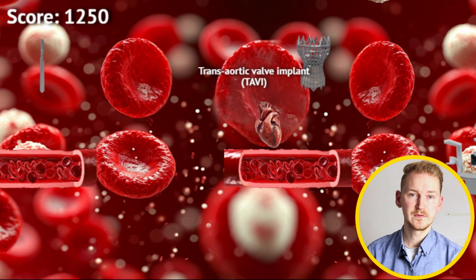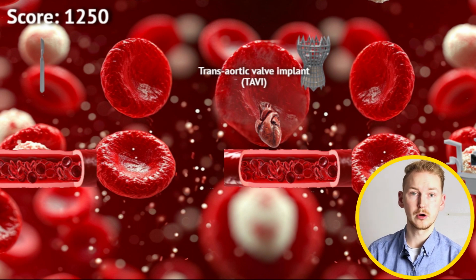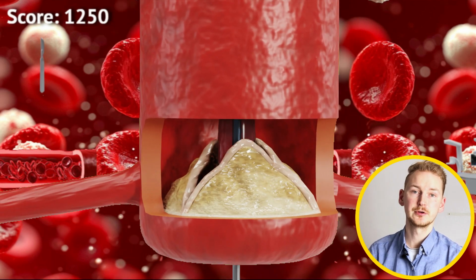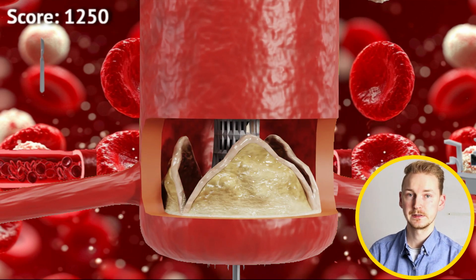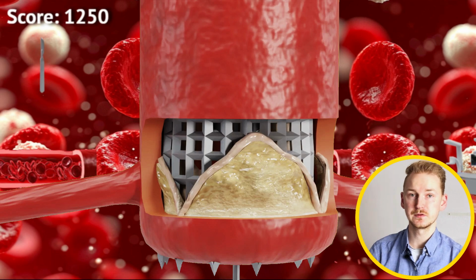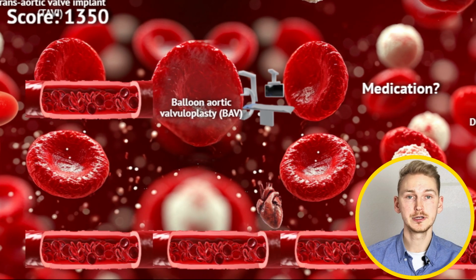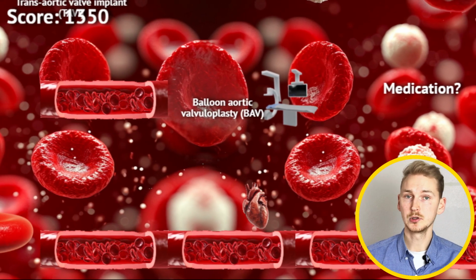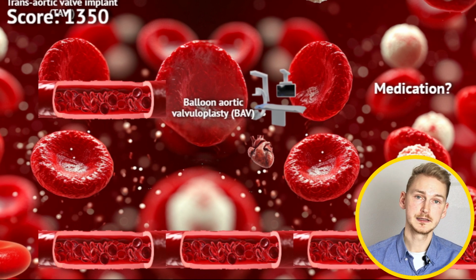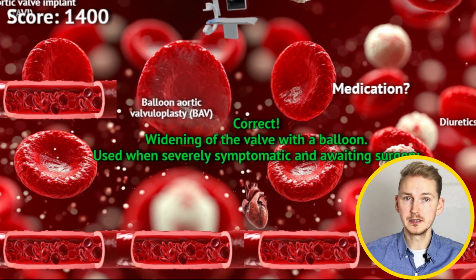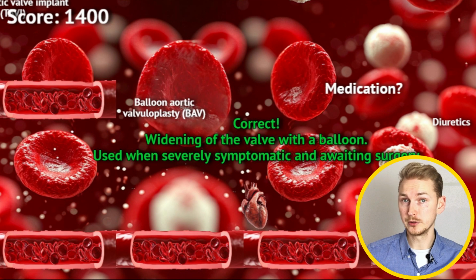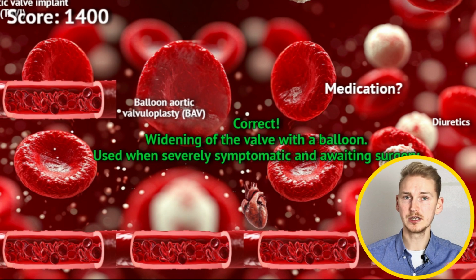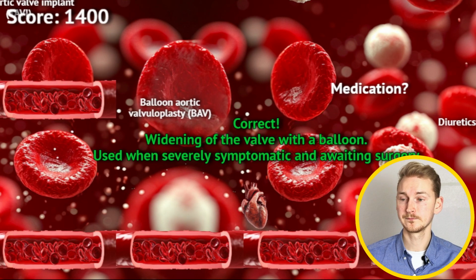For patients above the age of 75 or who are high risk for surgery, TAVI is recommended. Transcatheter aortic valve implantation. It has fewer complications related to surgery. The third intervention you can do is a balloon aortic valvuloplasty, which is widening of the aortic valve with a balloon. This is not a long-term solution, but it can be used for severely symptomatic patients that are waiting for surgery.